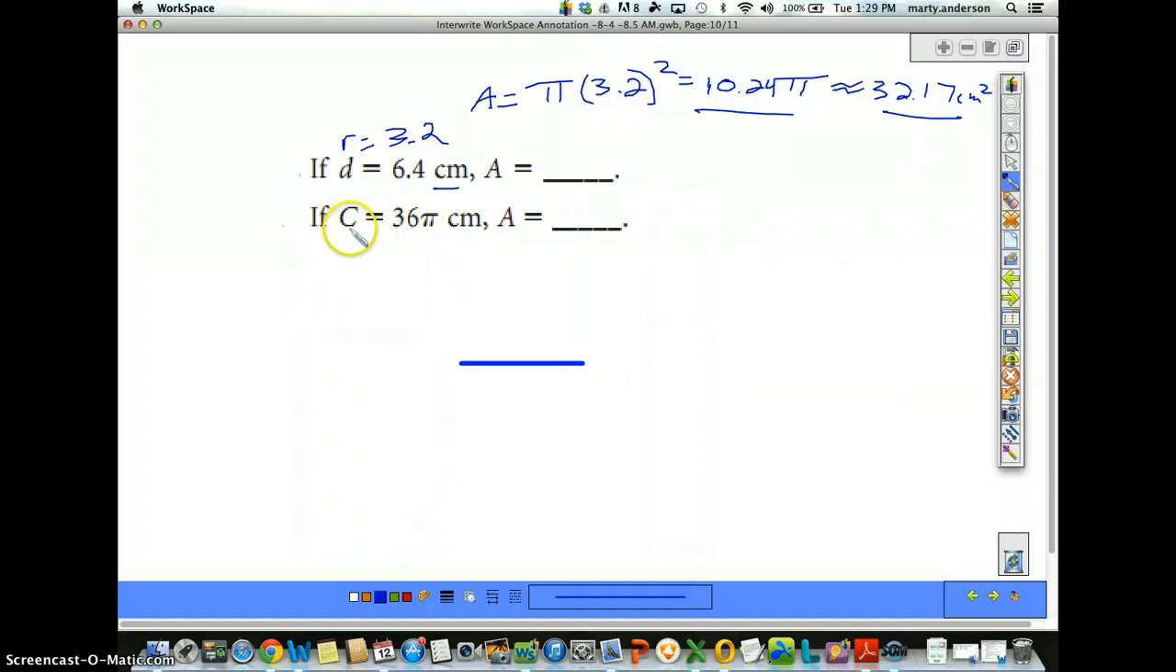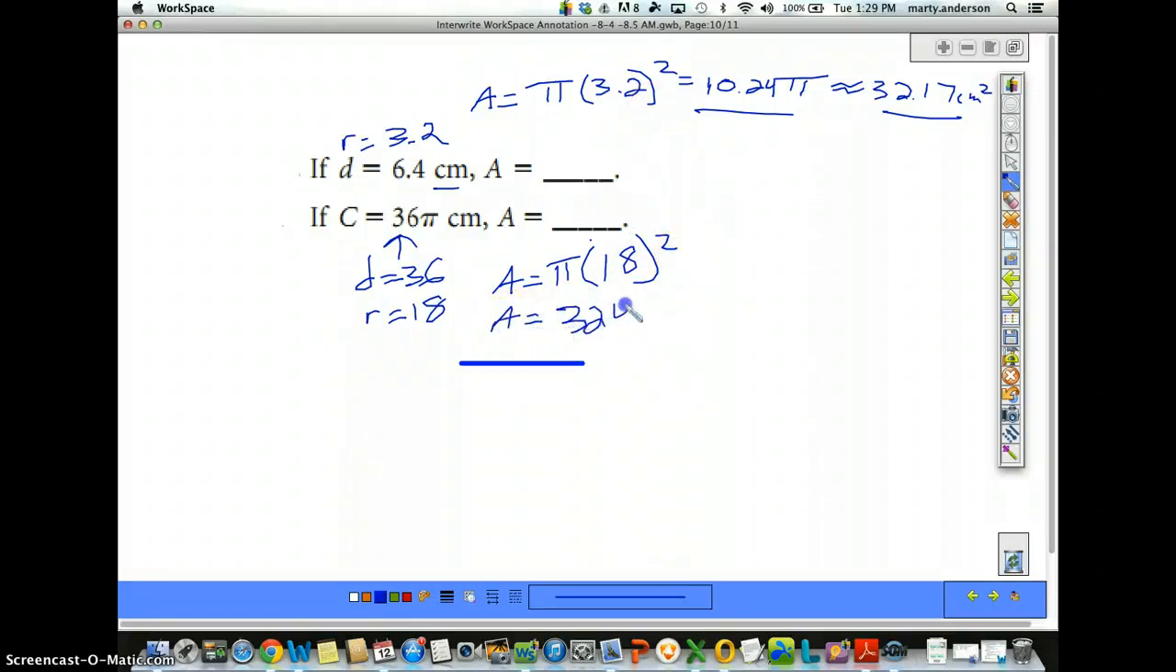They give us the circumference. Don't forget the formula for circumference is pi times diameter. Well, if this is pi times diameter, then the diameter is 36. If the diameter is 36, then the radius is 18. If the radius is 18, then the area is going to be pi times 18 squared. 18 squared is 324. So again, the exact value, 324 pi centimeters squared.